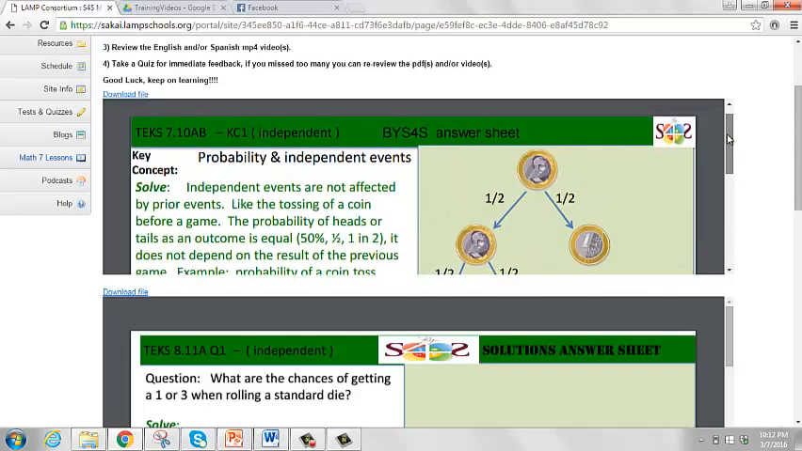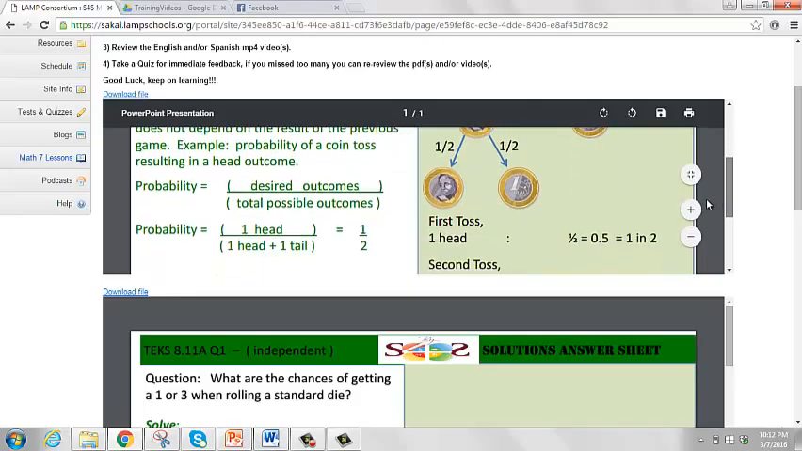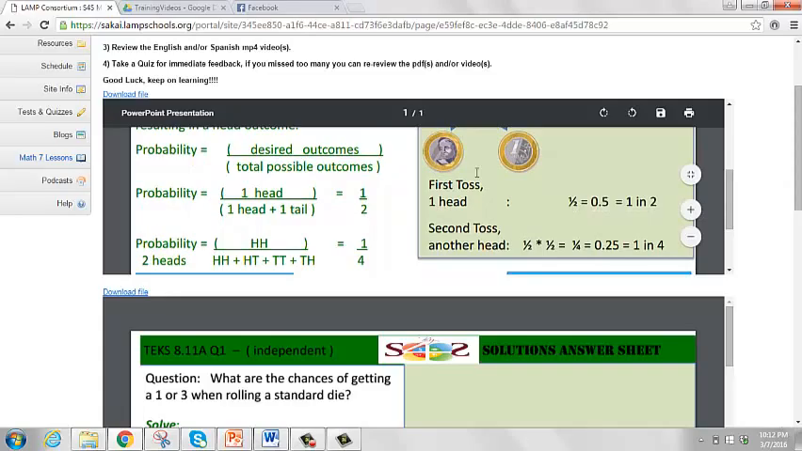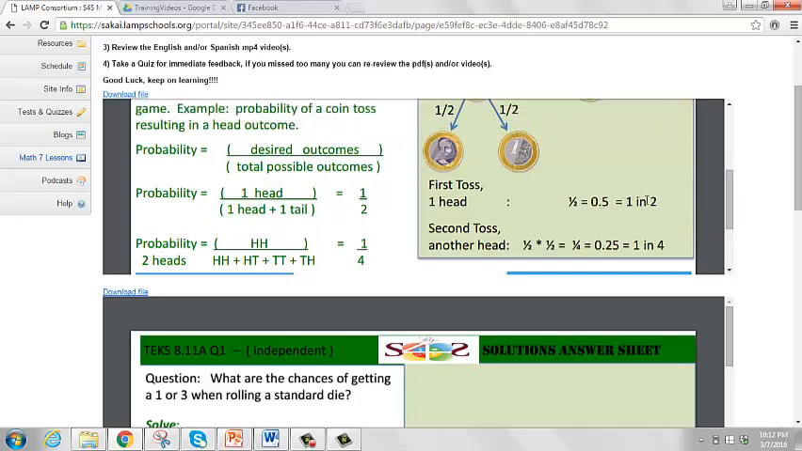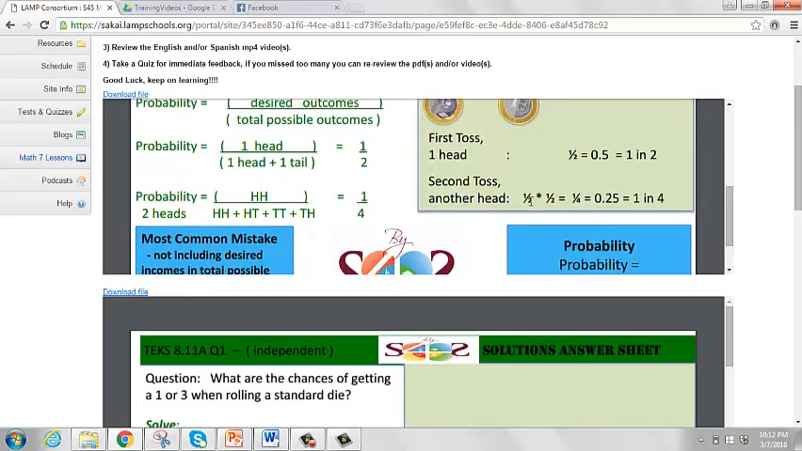Here's a quick example pictorially. You have 1 coin, you have a 50% chance of getting a head, and then you have a 50% chance of getting another head. For the first toss, you have a 50% chance of getting a head. As we calculated before, it can be 1/2 or 0.5. The second toss is the probability of the first toss times the probability of the second toss, which is 1/4. 1/2 times 1/2 equals 1/4, or 0.25, or 25%.